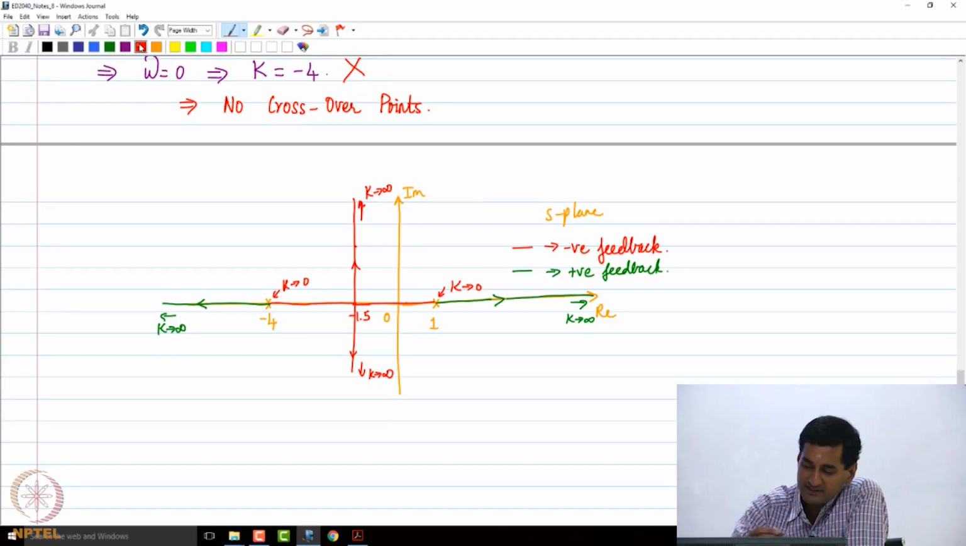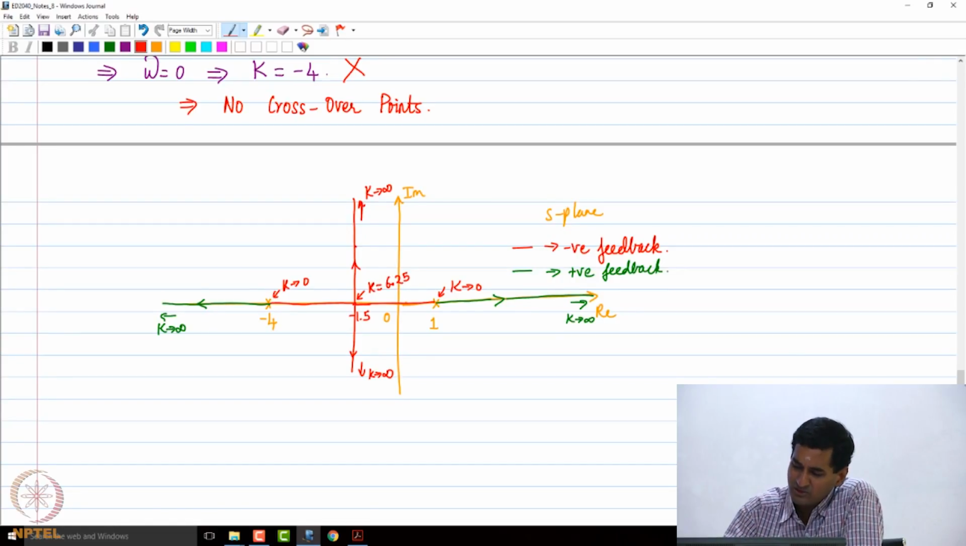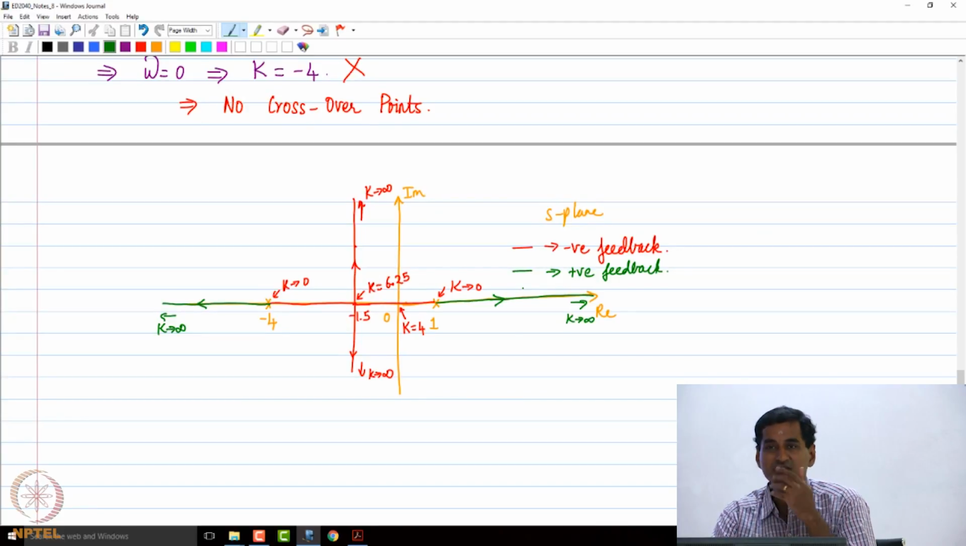So, of course, I think here the value of k was 6.25, right. So, please check this from the previous example, you have to indicate the corresponding points. And what was the value of k at the crossover point? K was 4, previously, correct. So, you can immediately observe that once you have positive feedback, what can you say about the stability of the closed loop system?